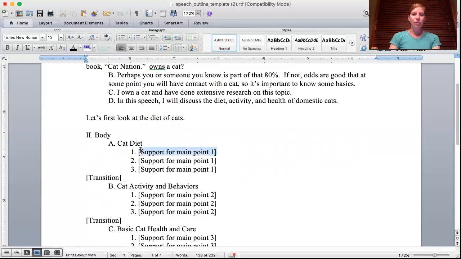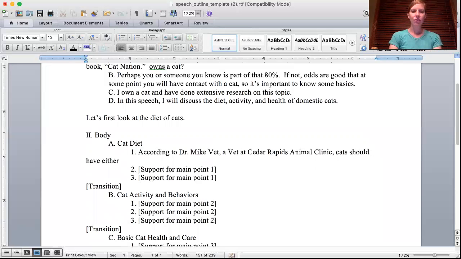So again, here I'm going to support main point one, and I'm going to say, according to Dr. Mike Vet, and I'm not even going to try to spell out veterinarian right now, we'll say Dr. Mike Vet, a vet at Cedar Rapids Animal Clinic. Again, this is all made up. Cats should have either wet or canned food or dry food every day.